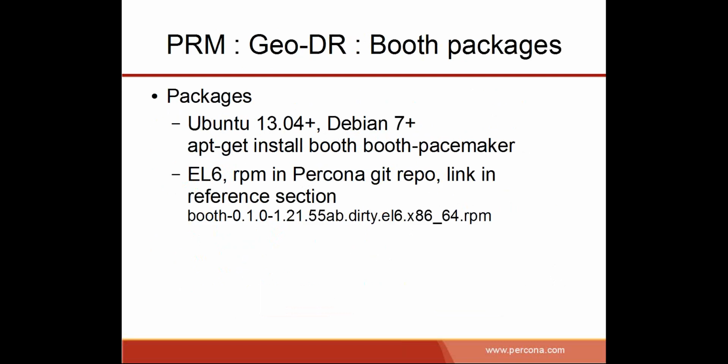The other small prerequisite we need is to have the booth packages. On recent Ubuntu and Debian, that's really trivial. You just apt-get install booth and booth Pacemaker. But on EL6, it's not as simple because there's no RPM. So either you go to the Git repo of the maintainer and copy the source file, compile, and all that, or I provide a booth RPM that works. It's in the reference section, so basically you have to install this RPM and everything is fine.